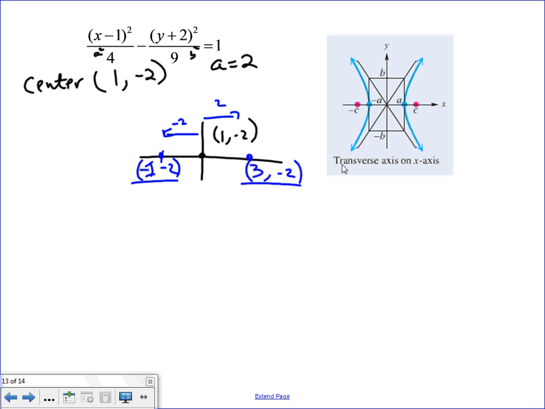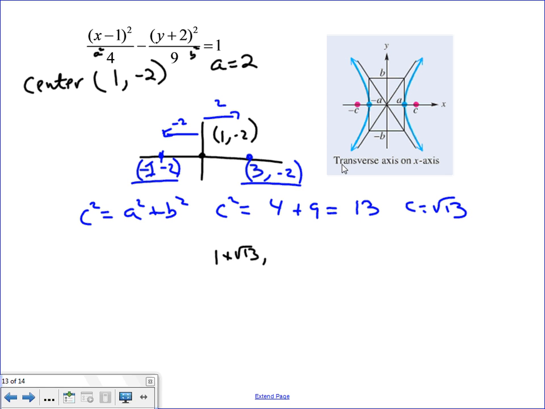If I wanted to find the focal points, they didn't ask us this, but I could, because I know that in the hyperbola c squared equals a squared plus b squared. So c squared equals 4 plus 9 equals 13, so c equals the square root of 13. This doesn't come out to be a nice number, but one focus point is 1 plus the square root of 13, negative 2. And the other focal point is 1 minus the square root of 13, negative 2. That's one focus point, and that's the other.